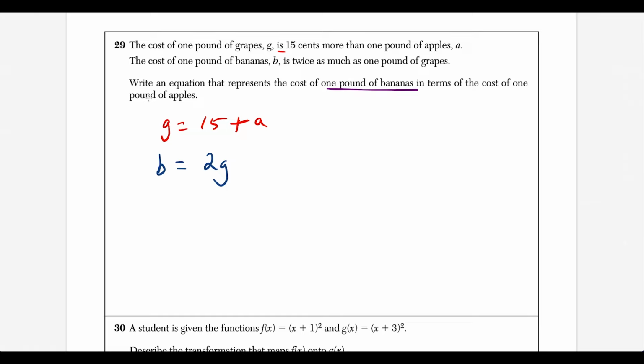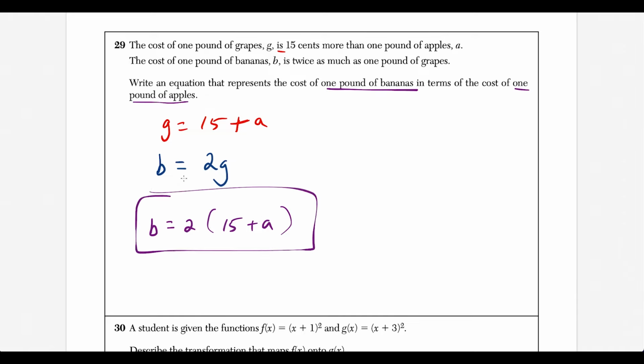So then what we need to do here is use this system of equations by substitution idea. We have B equals 2 times G, and G is equal to 15 plus A. So us just doing this answers the question. What we have is the price of 1 pound of bananas in terms of the price of 1 pound of apples. Okay, so notice there's just a coefficient of 1 here. So this will answer question 29.